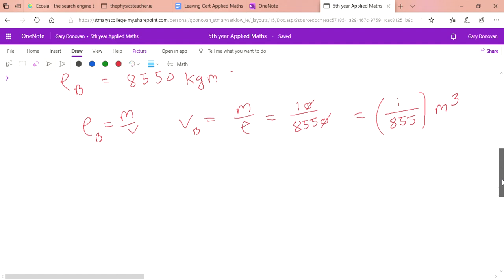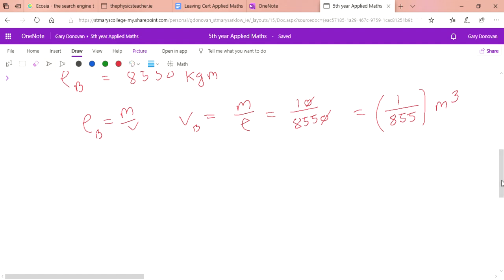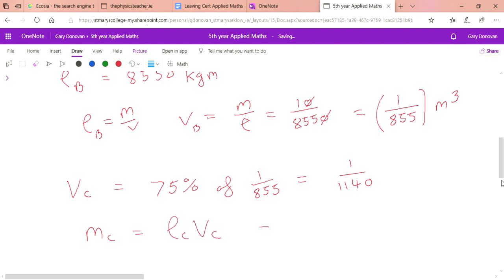So we know that 75% of this is going to be copper. So let's get the volume of the copper. The volume of the copper will be 75% of 1 over 855. Let's put that into my calculator, 0.75 multiplied by 1 over 855, which is 1 over 1140. So now if we want the mass of copper, mass is going to be the density of copper times the volume of copper. So the density of copper was 8950 multiplied by 1 over 1140, and that gives us an answer of 7.85 kg.